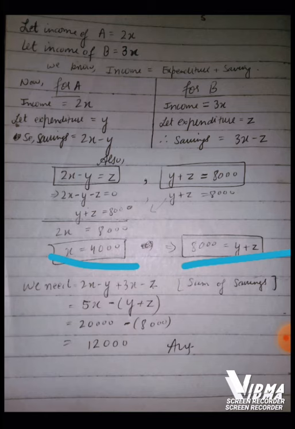So let's substitute these values in this one. So we get 20,000 minus 8,000, which is 12,000, and which is the required answer.